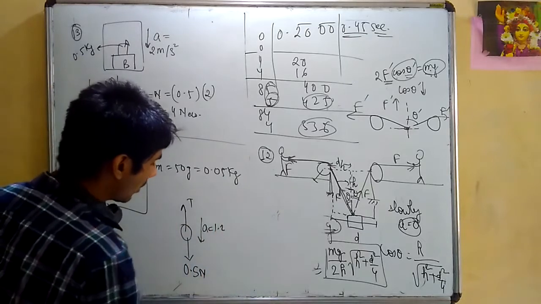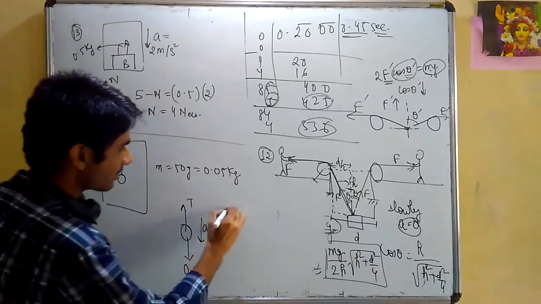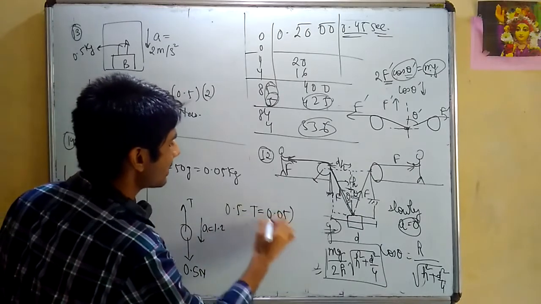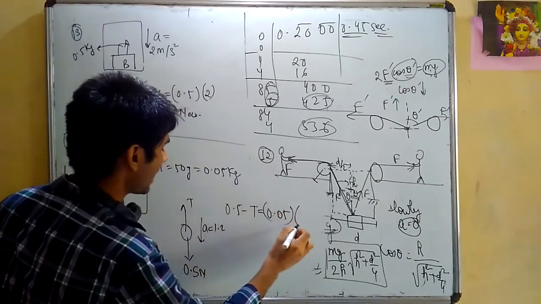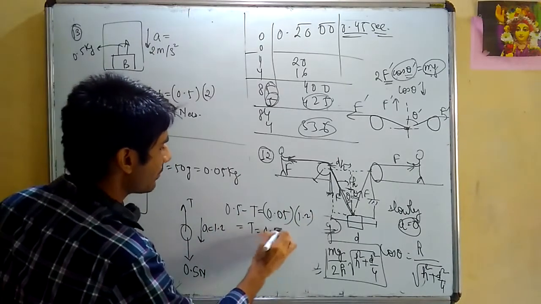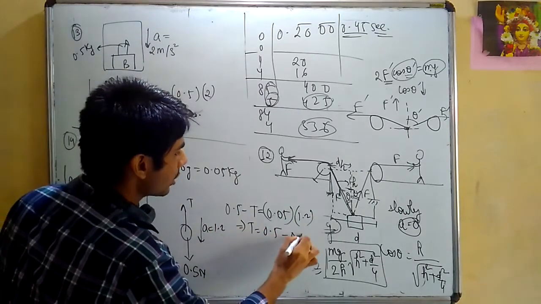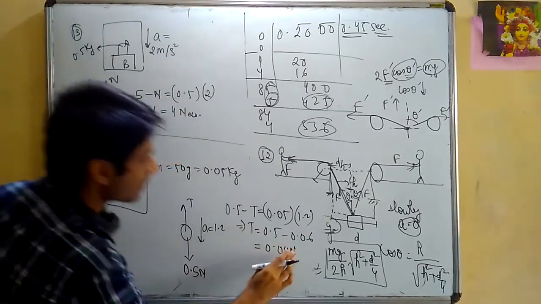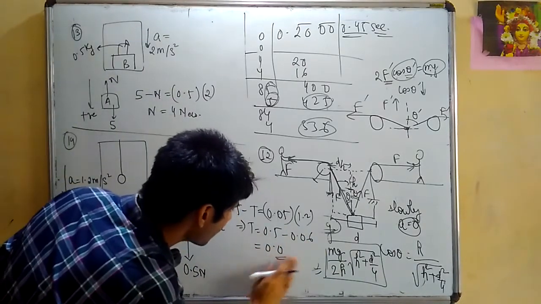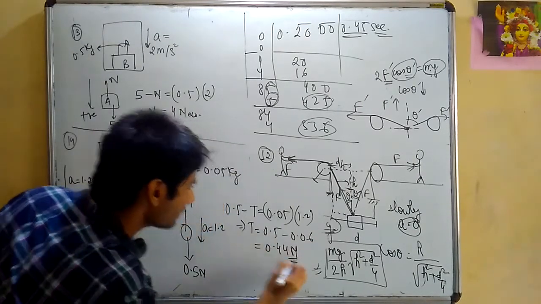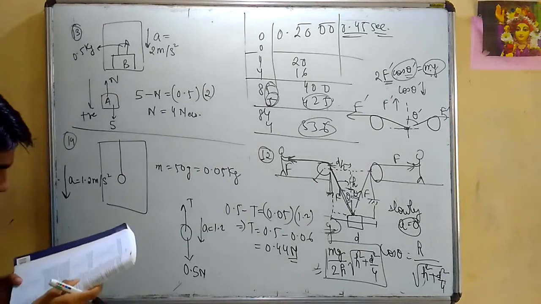So what will be the equation now? Downward direction is to be considered positive. I will write 0.5 minus T equals mass into acceleration. Acceleration is 1.2, it is given to me. So tension is 0.5 minus 0.06, sorry, 50 minus 6 is 44, that is 0.44 newtons. So that should be the answer.